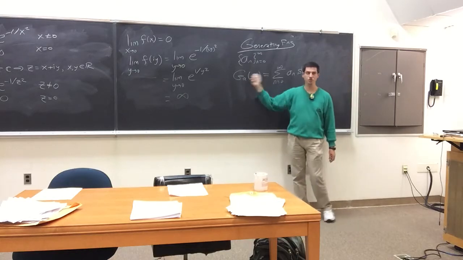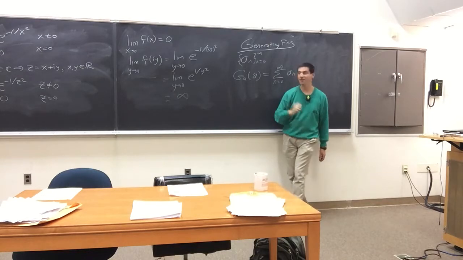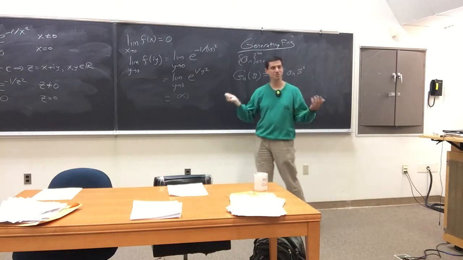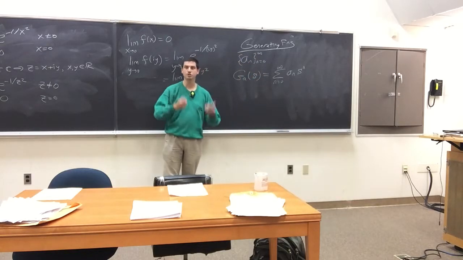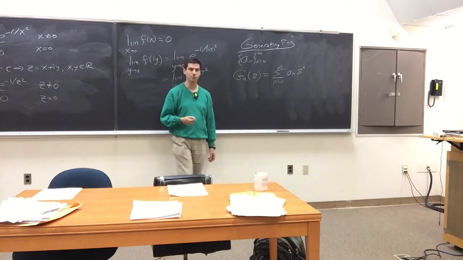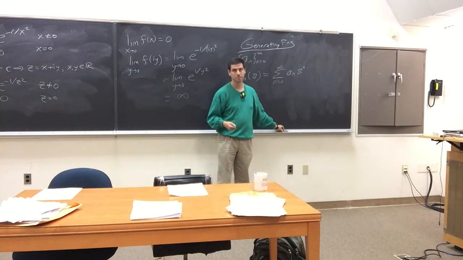Why do you think we have the letter G? Generating. Why do you think we have a subscript A? Yeah, it's the sequence a_n. If the sequence was called b_n, I would probably have G sub b. I want labels that are good so I can quickly glance down and see what's going on. This is referring to the sequence, okay?